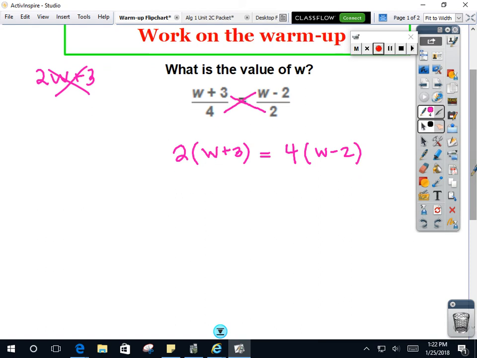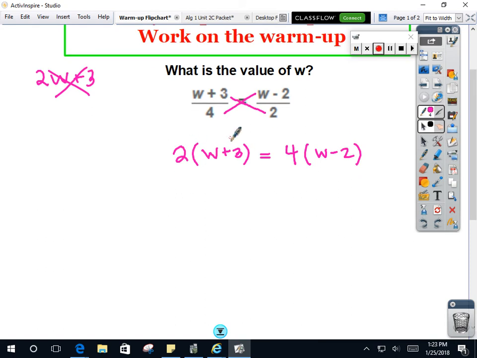Okay, now what do you think I'm going to do to simplify the left side? Distribute. 2W plus 6, and then you're going to distribute the right side, and that will give you, right? And now you have a multi-step equation. You need to get your variables together on one side and your constants together on the other. So how do you want to start?